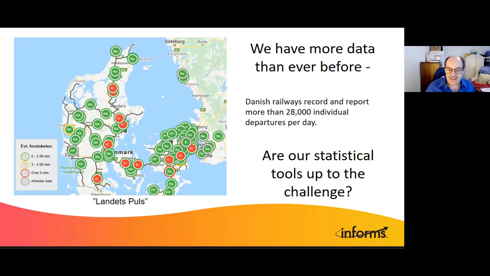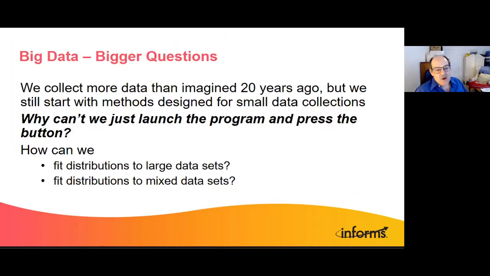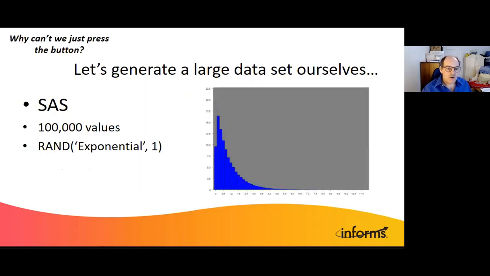And let me show you why. So why can't we just push the button, right? Why can't we just throw this into the software and push the button and get an answer? And so I'm going to mention two examples. I'm going to give you examples about distribution fitting. And I'm also going to talk about what happens when, in fact, the distribution you're trying to fit is not really one of the standard textbook distributions. So let's do a little experiment here.